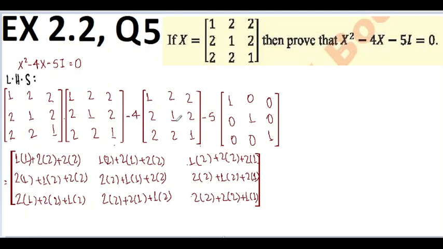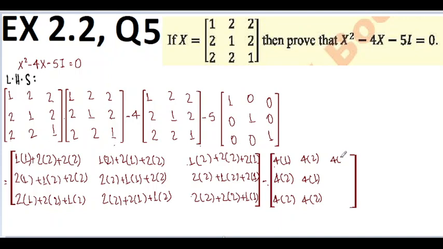Now minus 4 multiplied with this term, so we get minus 4 into 1. We are going to multiply just 4 with all of these entries. 4 into 2, 4 into 2, 4 into 2, 4 into 1. Again 4 into 2, 4 into 2, 4 into 2 and 4 into 1.